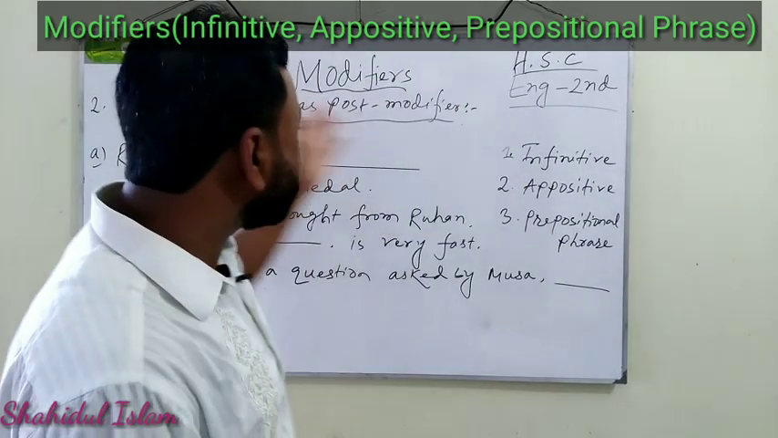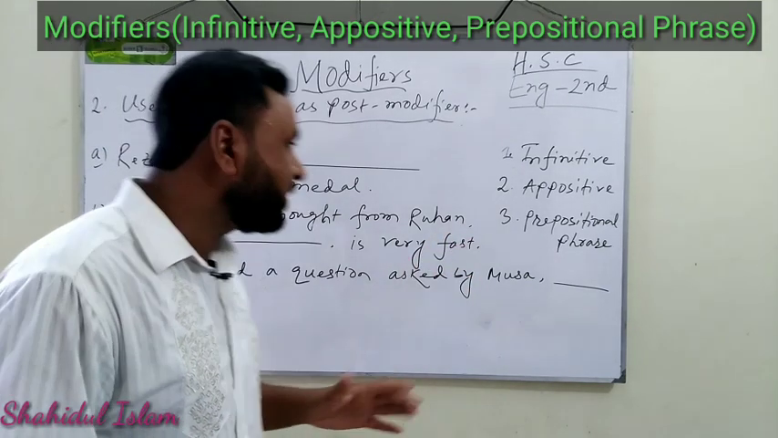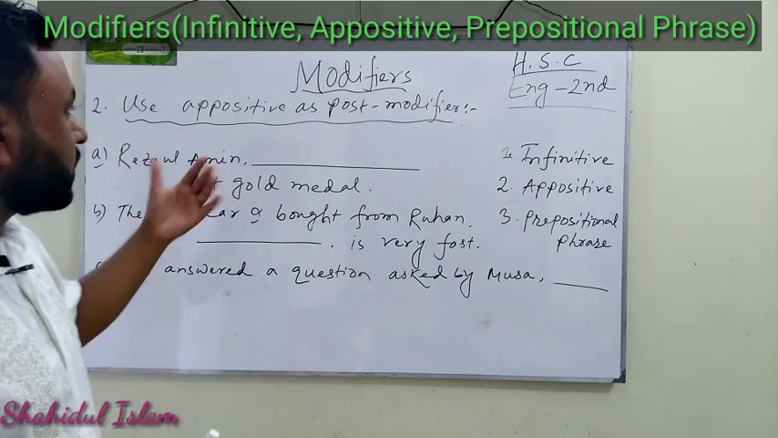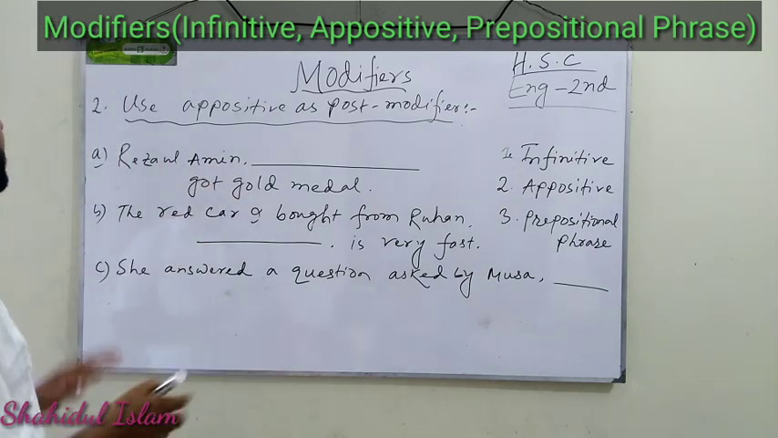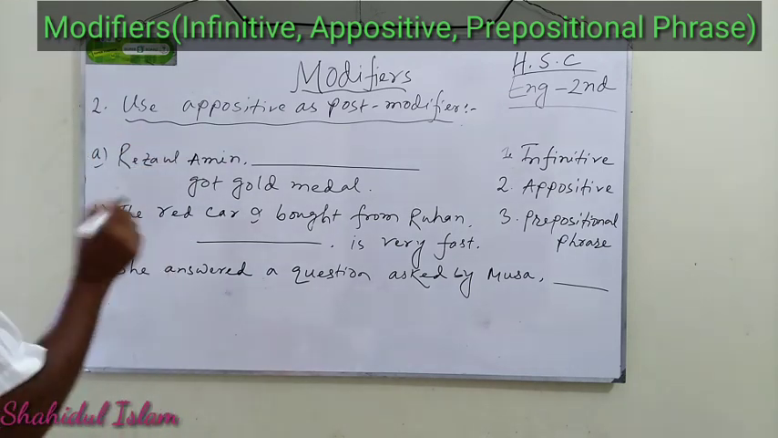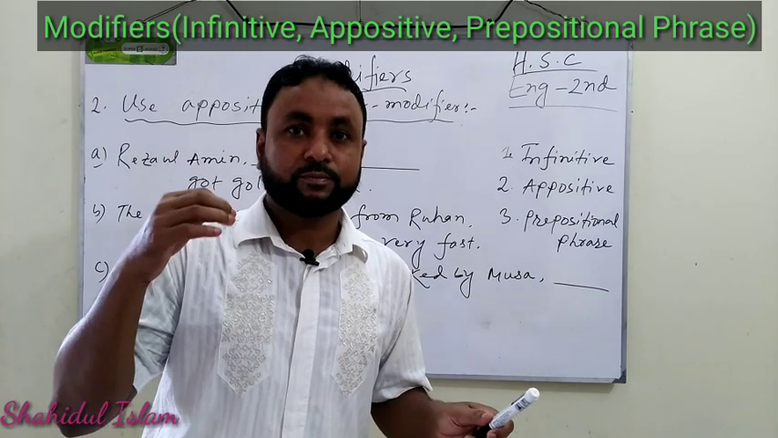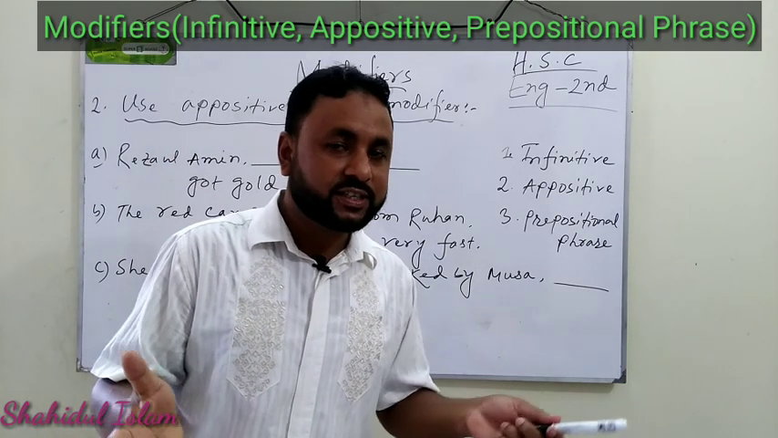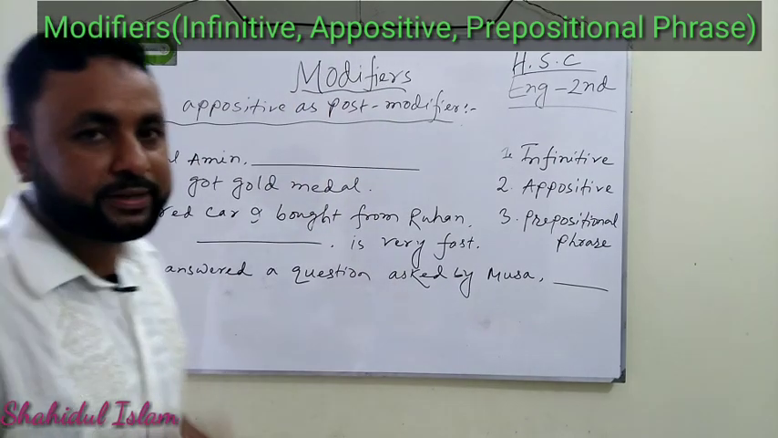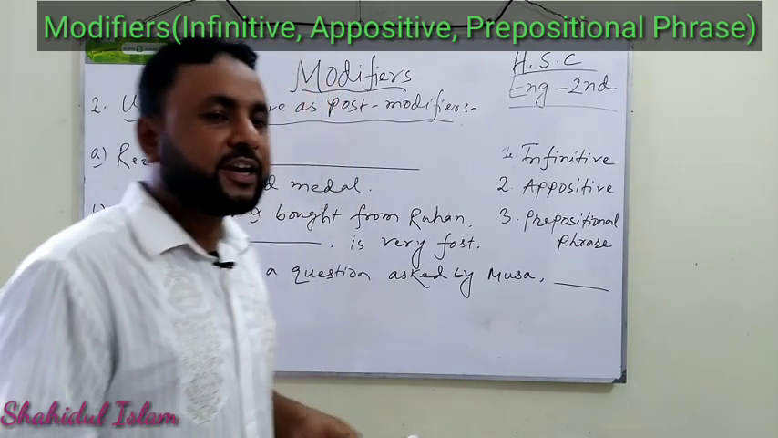I have given some examples of appositives that you will be asked in your question paper. Here we use the appositive as a post modifier. The appositive can be used at the beginning of a sentence, in the middle, or at the end. Now I have given here three examples. It will help you to be clear on the appositive.